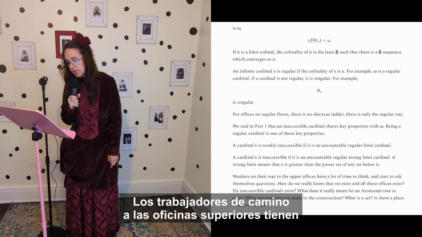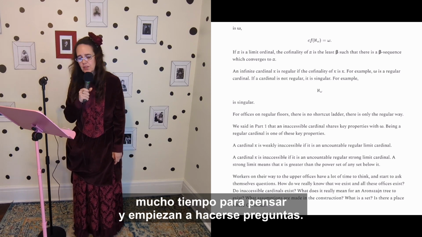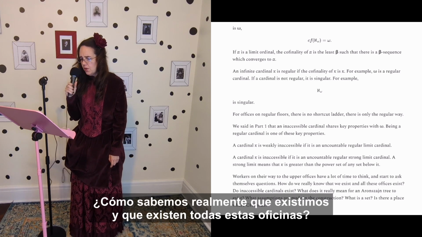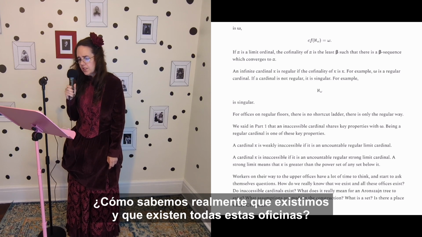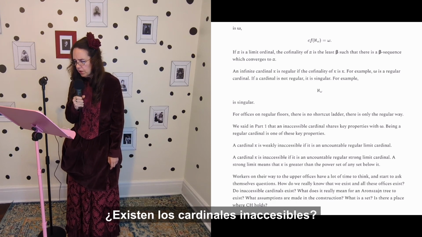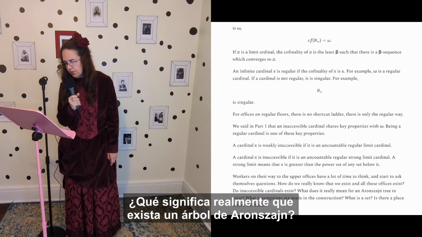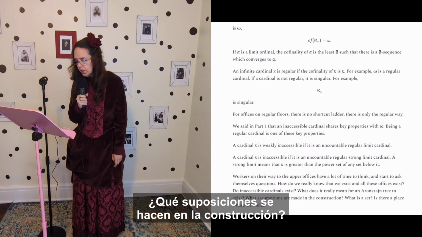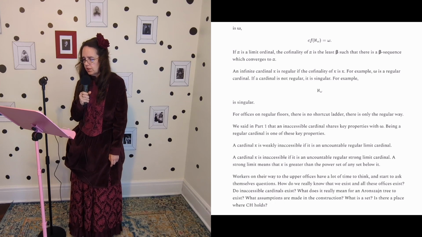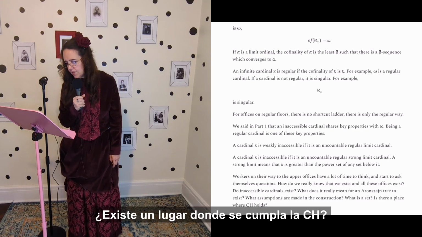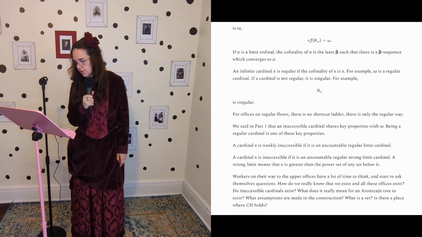Workers on their way to the upper offices have a lot of time to think and start to ask themselves questions. How do we really know that we exist and all these offices exist? Do inaccessible cardinals exist? What does it really mean for an Ehrenfeucht tree to exist? What assumptions are made in the construction? What is a set? Is there a place where CH holds?